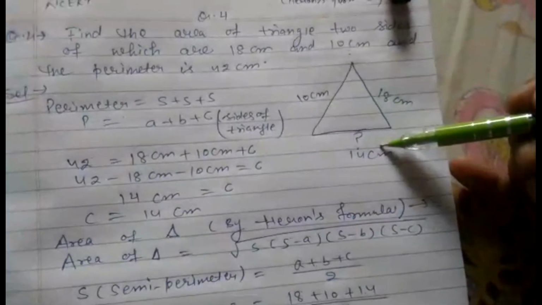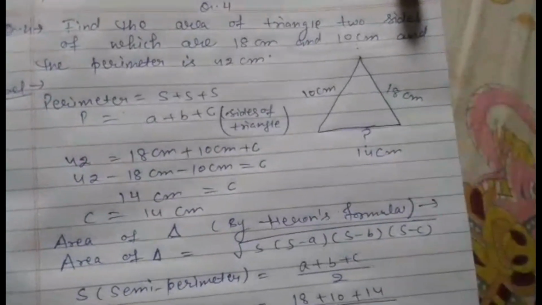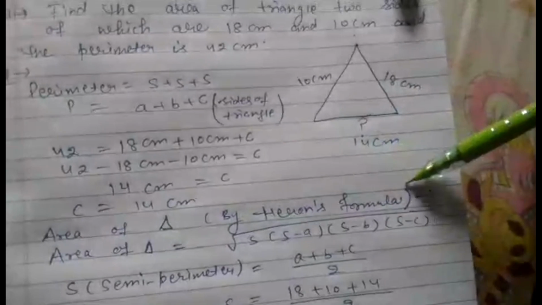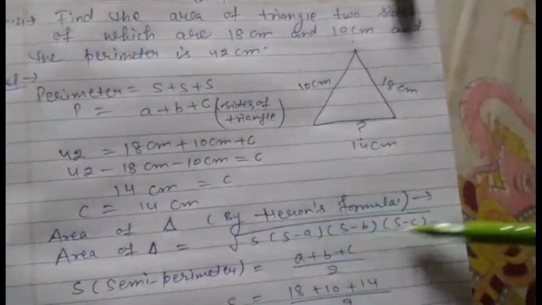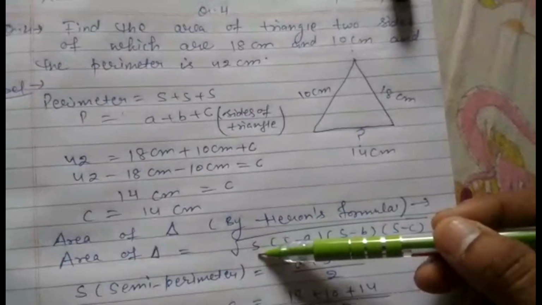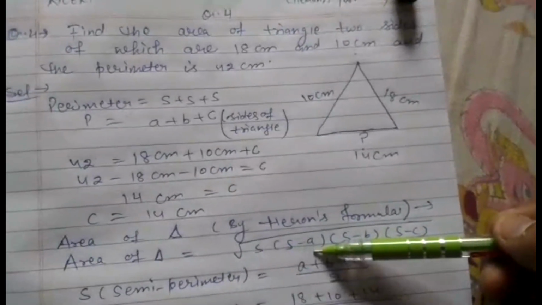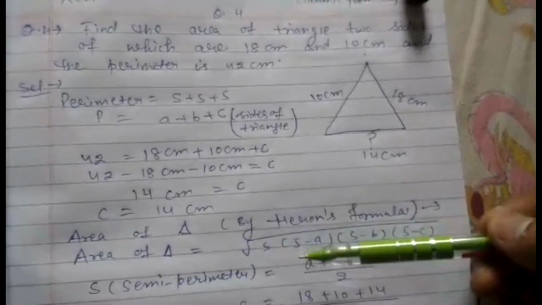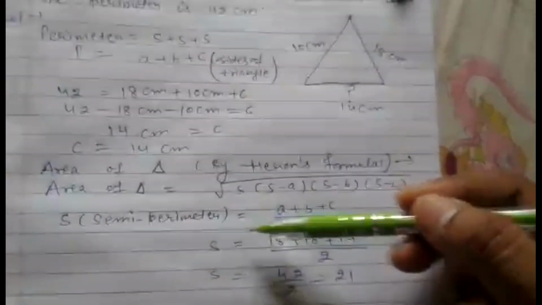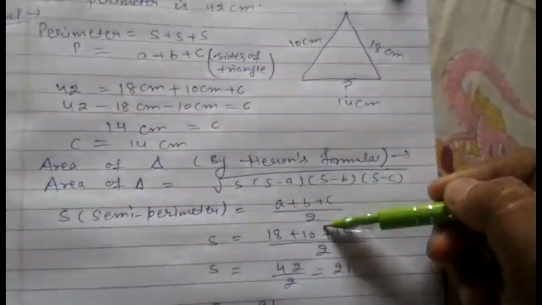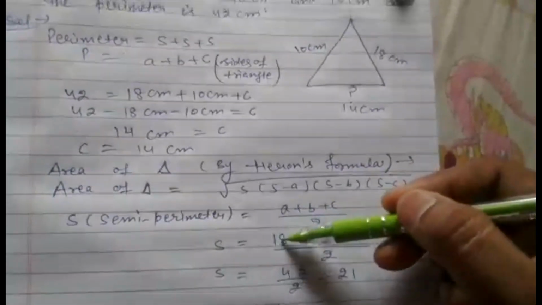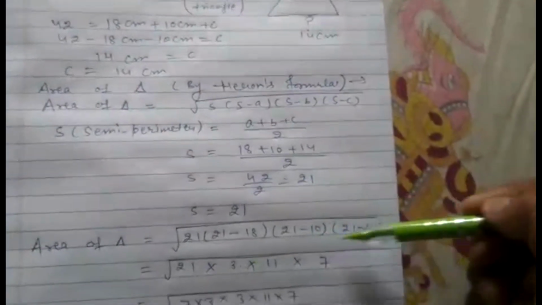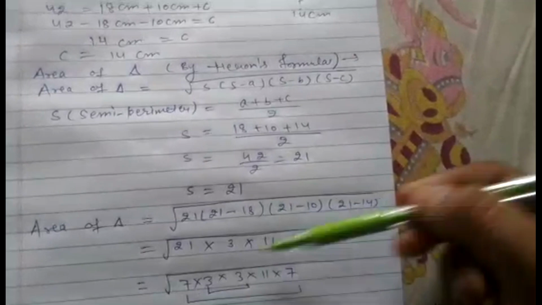So the third side we found out is 14 centimeter. Now the area of the triangle by Heron's formula is the square root of s times s minus a, s minus b, s minus c, where s is the semi perimeter. The semi perimeter minus the first side, minus the second side, and minus the third side. So we will find the semi perimeter, which is half the perimeter, a plus b plus c upon 2. Now the semi perimeter is 21. Now we will solve it to find the area.